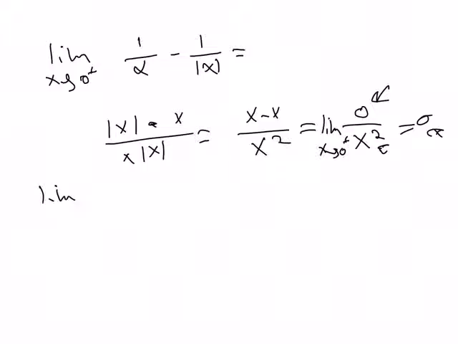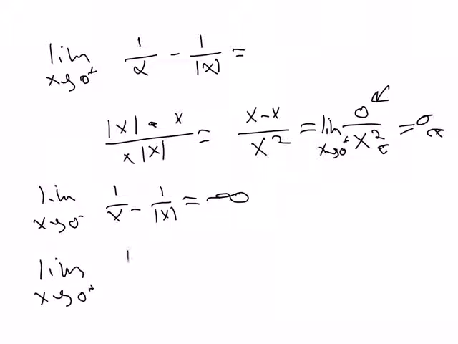So again, the limit as x goes to 0 from the left, 1 over x minus 1 over the absolute value of x is equal to negative infinity, and the limit as x goes to 0 from the right, 1 over x minus 1 over the absolute value of x is 0, and these are not equal, and so the limit does not exist. So the next problem we're going to do is problem 46 on page, again, 85.